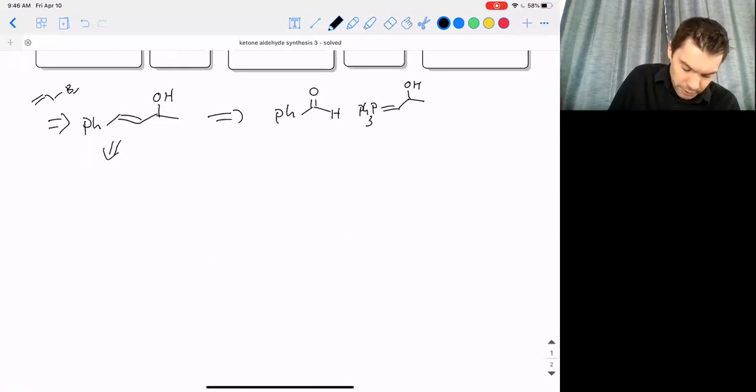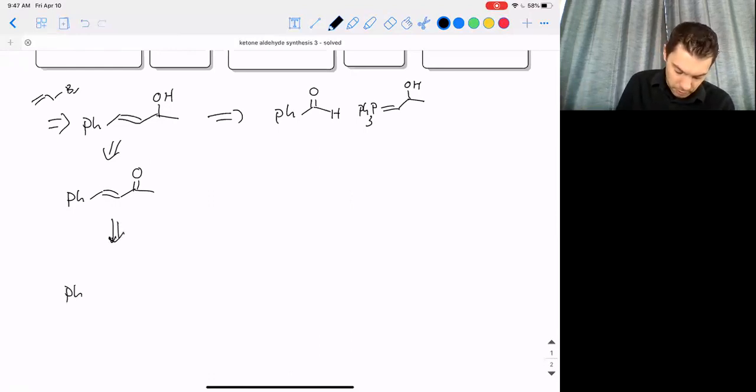Maybe we could consider an aldol reaction, so that would require us to go through the ketone temporarily, and we know how to reduce ketones to alcohols, so that should be okay. That's just a functional group interconversion. And then maybe we can go back to the aldehyde, and in this case, I guess it would be acetone, a very common inexpensive ketone, so we like that.